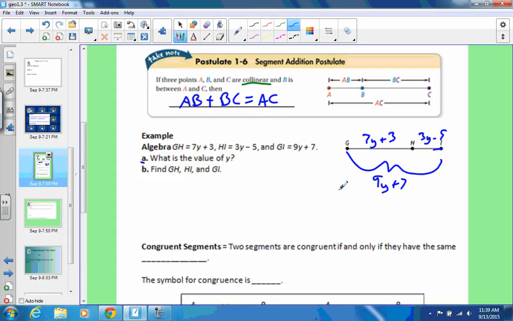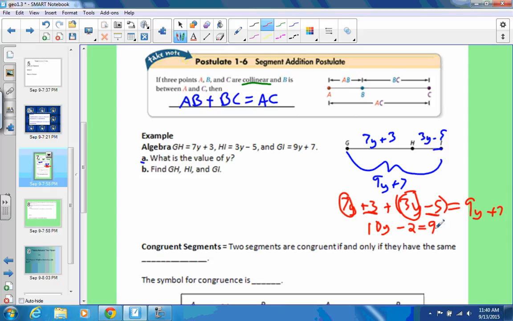This plus this would add up to that whole thing. So let's just say 7y plus 3 plus 3y minus 5, technically like this, equals 9y plus 7. Since this is addition, we don't really need those parentheses using the associative property. Let's look for some like terms here. I'm going to circle those. I'm going to underline the constants on this side. There's nothing over here that can be simplified. So we have 10y plus negative 2 equals 9y plus 7.